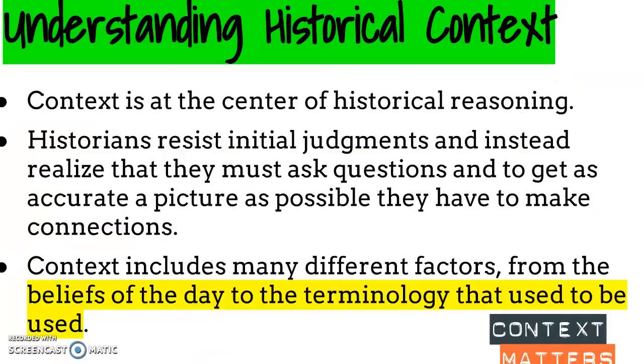Understanding historical context. Context is at the center of historical reasoning. Historians resist initial judgment and instead realize that they must ask questions, and to get as accurate a picture as possible, they have to make connections. Think about context clues, like when you're reading a story. You look at the words all around it in order to figure out what it means. So the context includes many different factors, from the beliefs of the day to the terminology that used to be used.